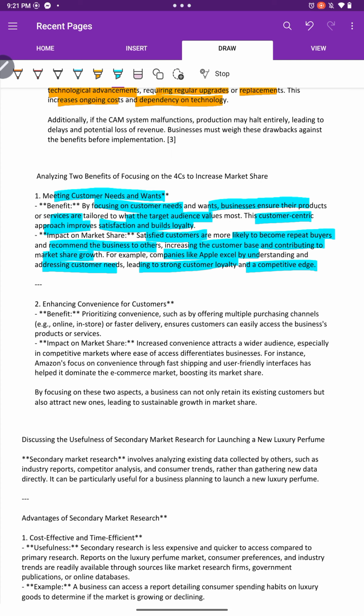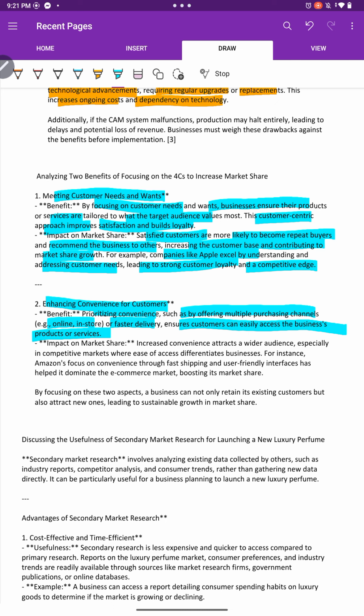The second advantage is enhancing convenience for customers. So what would be its benefit? Prioritizing convenience, such as offering multiple purchasing channels, for example online or in store, or faster delivery, ensures customers can easily access the business's product or service.